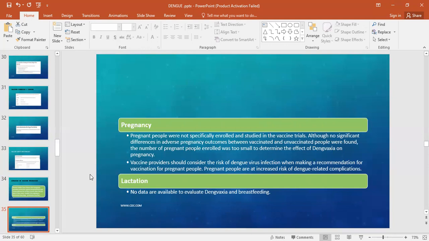What's the indication in pregnancy and lactation? Pregnant people were not specifically enrolled and studied in the vaccine trial, although no significant difference in adverse pregnancy outcome between vaccinated and unvaccinated people was found. The number of pregnant people enrolled was too small to determine the effect of dengue vaccine on pregnancy. Vaccine providers should consider the risk of dengue virus infection when making a recommendation for vaccination for pregnant people. Pregnant people are at increased risk of dengue-related complications, and in lactation, no data are available to evaluate dengue vaccine and breastfeeding.